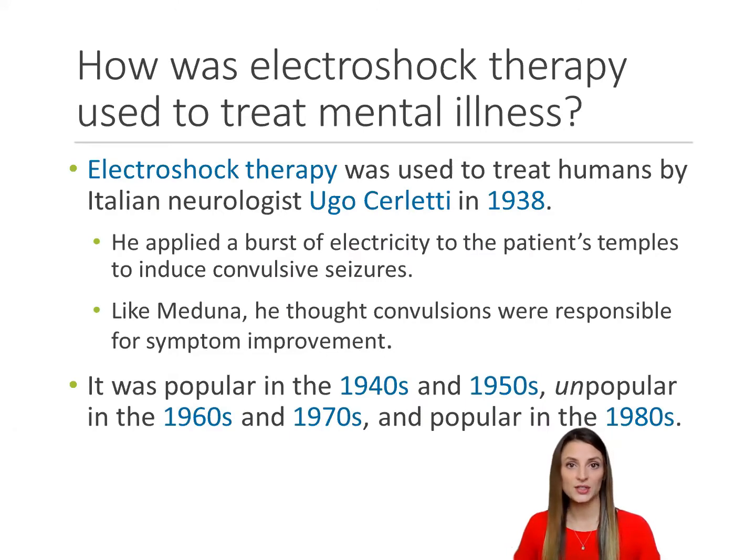In 1938, a neurologist from Italy, Ugo Carletti, invented electroconvulsive shock therapy, sometimes shortened to electroshock therapy. He would apply electricity to his patient's temples, which would induce a convulsive seizure. Although the first treatment for humans was invented in 1938, Carletti had practiced on pigs, kittens, rabbits for several years before publishing his results from his human trials.